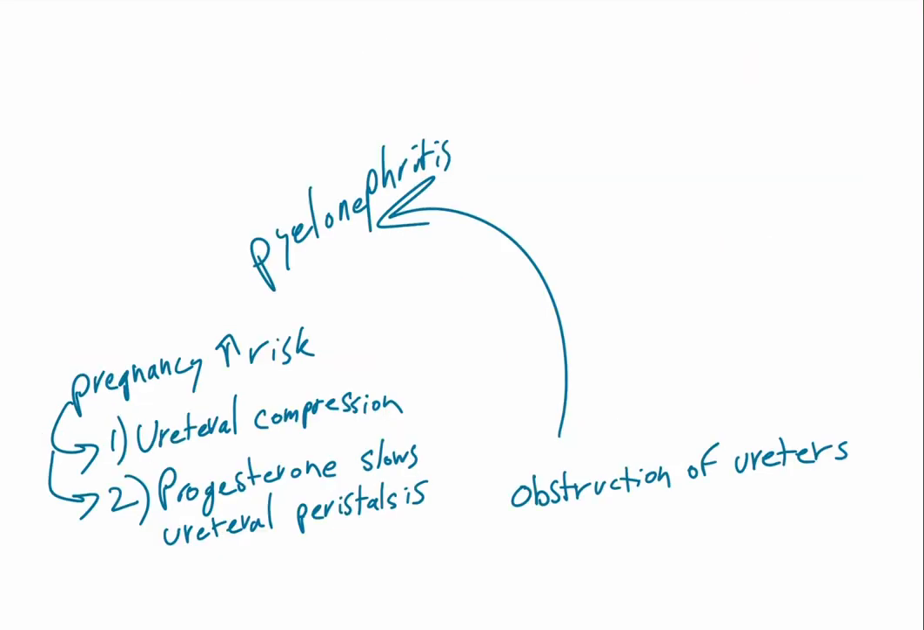Now moving on to our correct answer, which would be the obstruction of the ureters. Now in this case, this patient has pyelonephritis. Now pregnancy is a major risk factor for pyelonephritis for 2 reasons. The first being ureteral compression, which is what we have here. This is usually in the 3rd trimester. However, there's also a second component which must be factored in, which is progesterone. This slows the ureteral peristalsis.